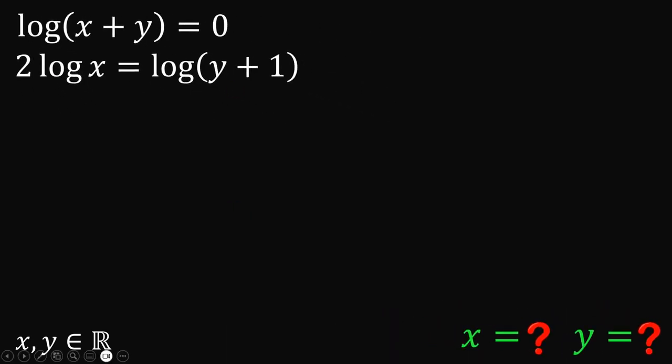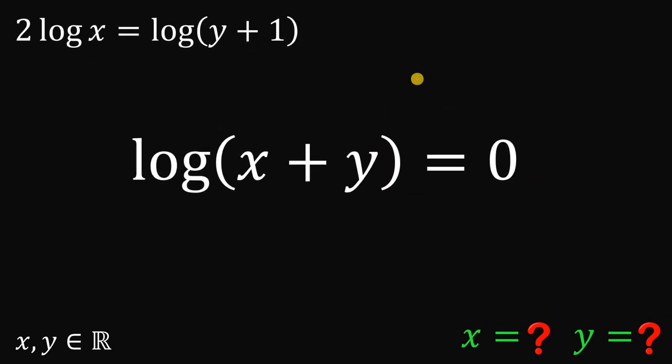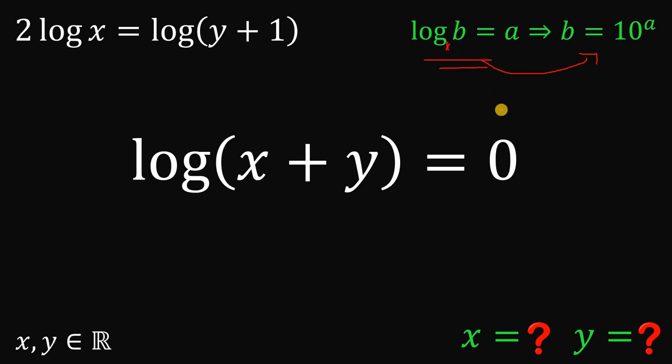Alright, so given these two equations, logarithm of x plus y equals 0, and 2 times logarithm of x equals logarithm of y plus 1, our goal is to solve for the real values of x and y. Now, to answer this question, let's use first the first equation, logarithm of x plus y equals 0. Take note, when we have logarithm of b equals a, a logarithmic equation, we can rewrite this as an exponential: b equals 10 raised to the power of a. So, this is automatic base 10.